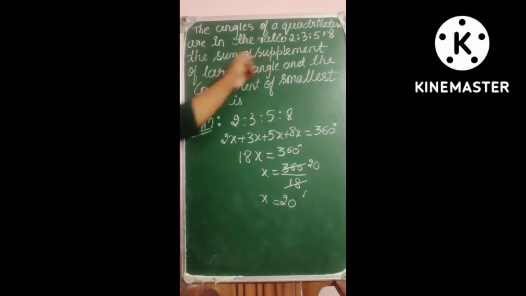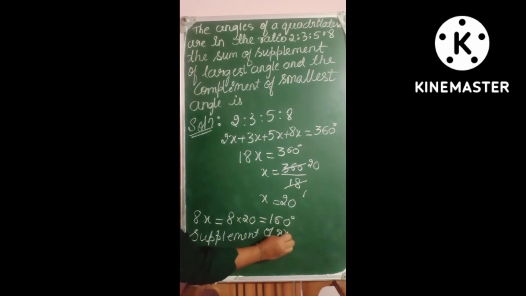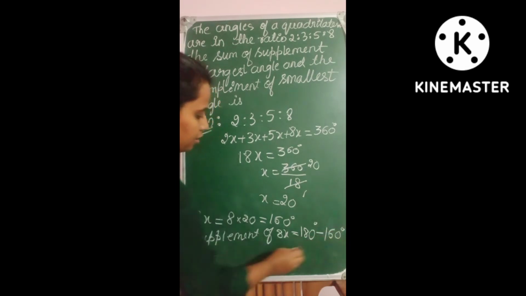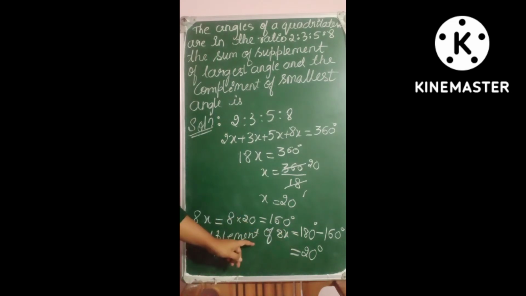Now we have to find the supplement of the largest angle. The largest angle out of these 4 is 8x. 8x means 8 into 20, 8 2s are 16, 160 degrees comes. Then the supplement of the largest angle, the supplement of 8x, is equal to 180 degrees minus 160. How much will you get? 20 degrees. So this is the supplement of the largest angle.